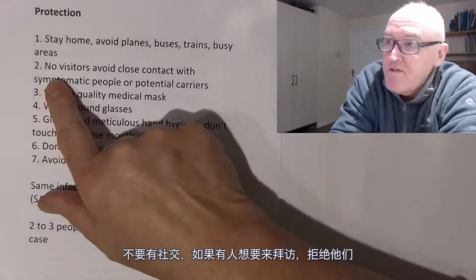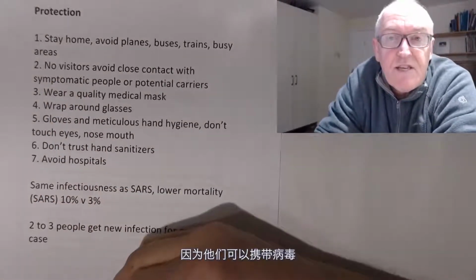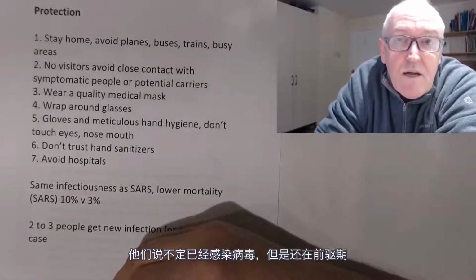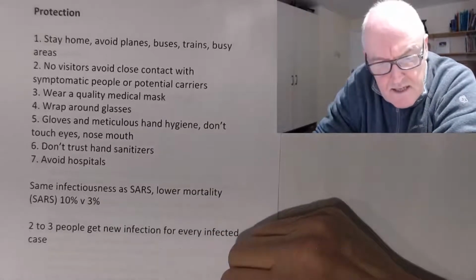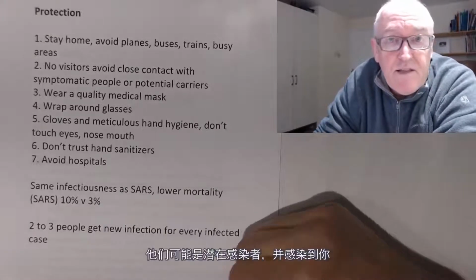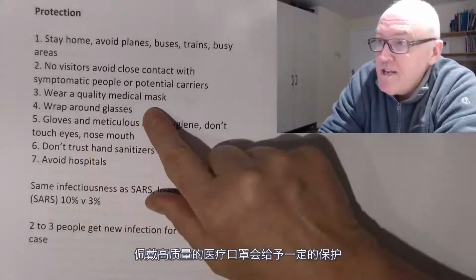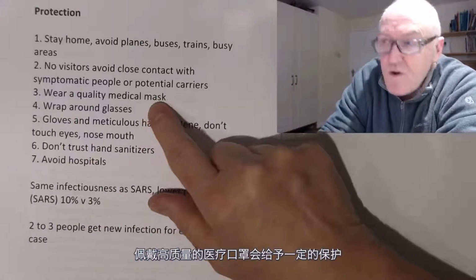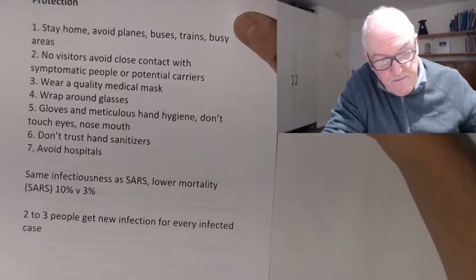Don't be sociable. If someone says they want to come round, don't let them in, because they may have the virus, and even if they're not feeling ill, they may have contracted the virus but be in this prodromal phase and could say, no, I'm feeling fine, I'll come and see you and have a cup of tea, but then they could infect you. They're potential carriers. Wearing good quality medical masks will give a degree of protection. That's all I'm saying, a degree of protection.